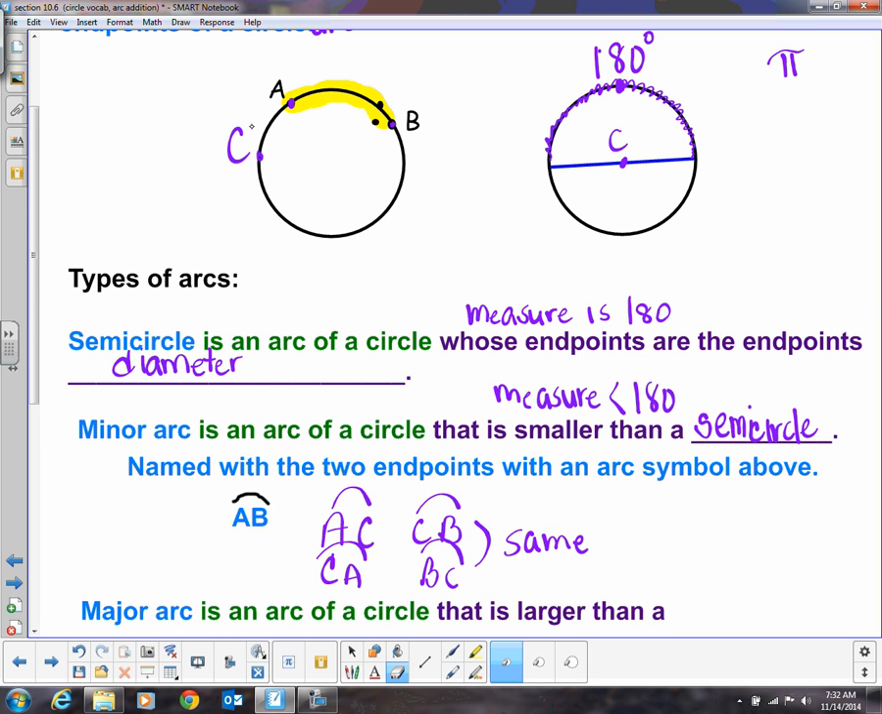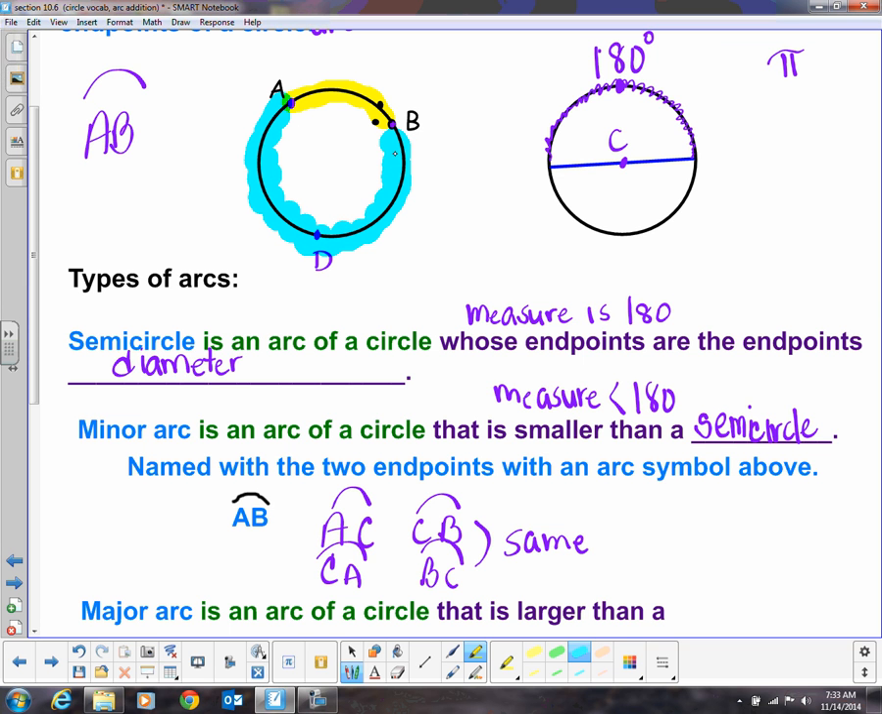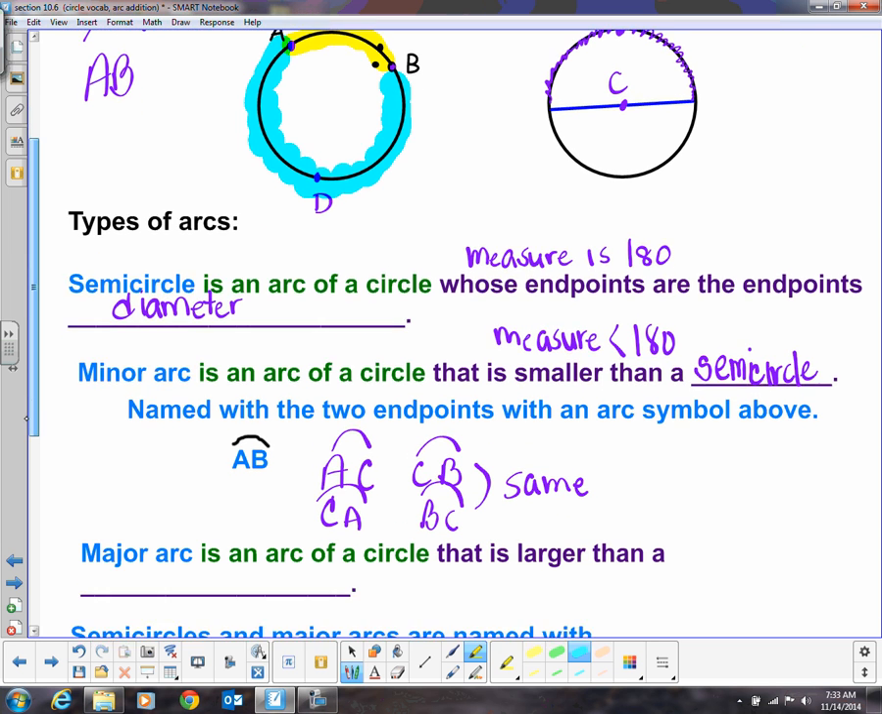I'm going to erase the C. This is the issue that came up. If we talk about arc AB, were we talking about the yellow arc? Or were we talking about this really large one all the way from here to here? That was an issue. So in order to make that differentiation, I'll show you what we're going to do.